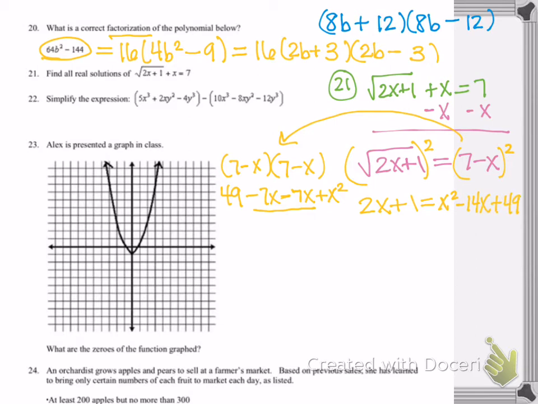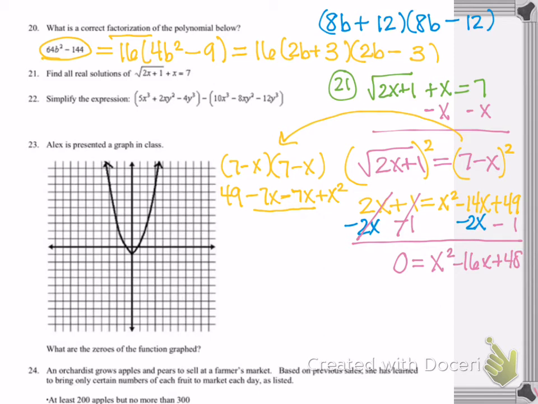Now this is a quadratic equation because I have this x squared in it. So I need to get everything on one side of the equation, so I need to subtract this from both sides. That's a minus 2x on both sides, lining up like terms, and a minus 1 on both sides, also lining up like terms. So 2x minus 2x is 0, 1 minus 1 is 0, so I have 0 on this side. On this side I have x squared minus 16x plus 48.